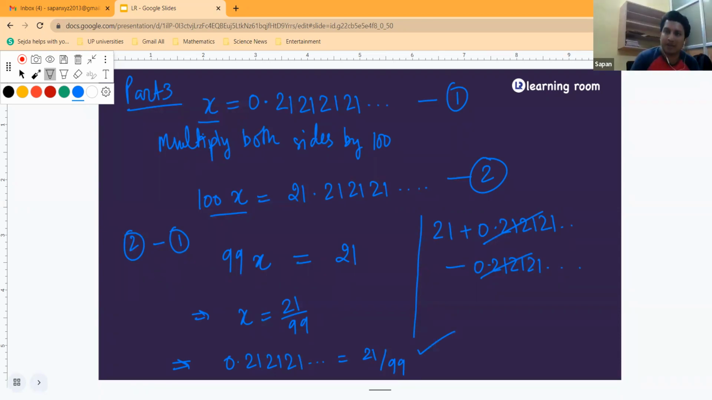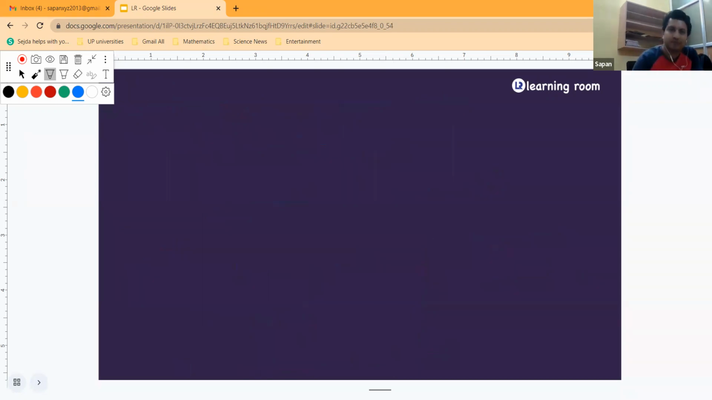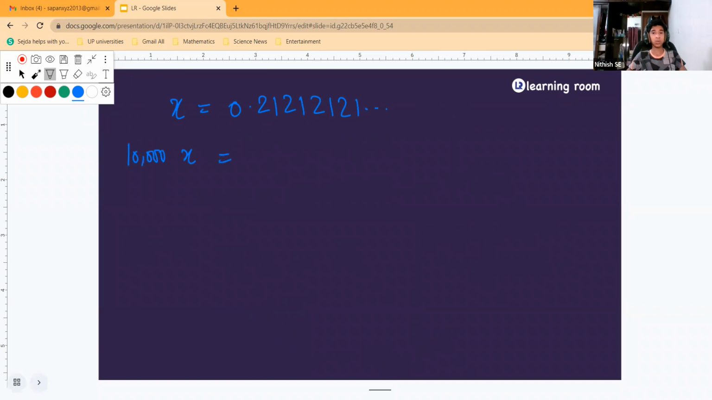I will not multiply by 100 this time. I will multiply by 10,000. Let's see what will happen. If I treat x as 0.21212121 and so on, 10,000x will be equal to what?